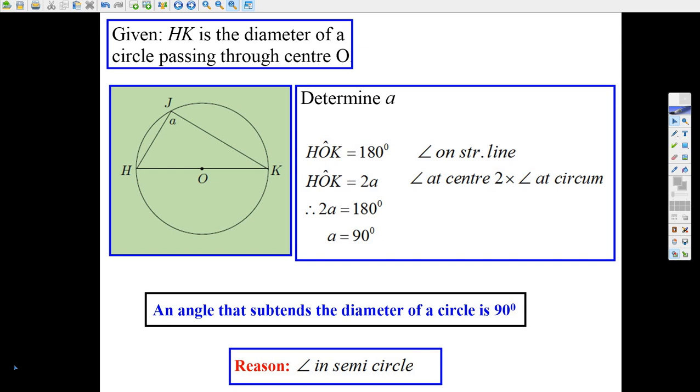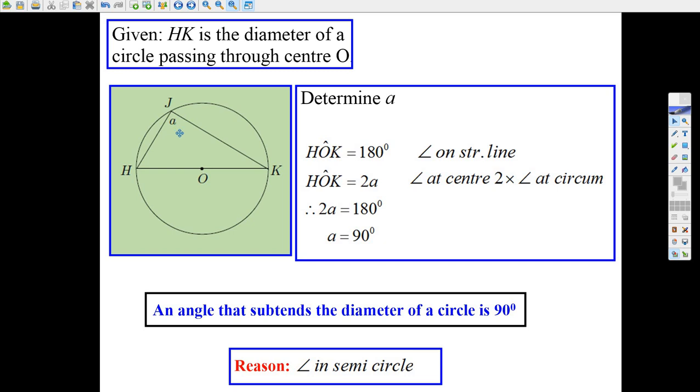Okay, now we're going to look at angle in a semicircle and look at a question that's a little bit more challenging that combines a few different ideas. Now, let's see. The angle in a semicircle, what's that one about? Well, the angle that subtends the diameter of a circle, that opens up to the diameter. Well, there's the diameter from H to K. It's always 90 degrees.